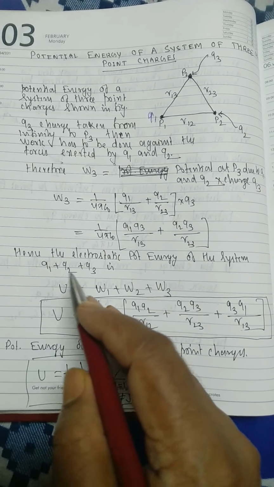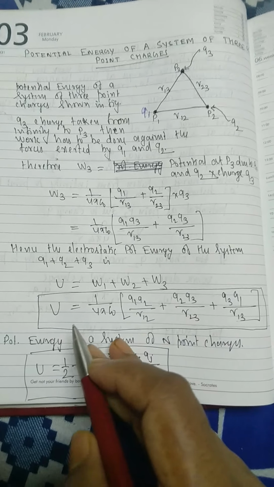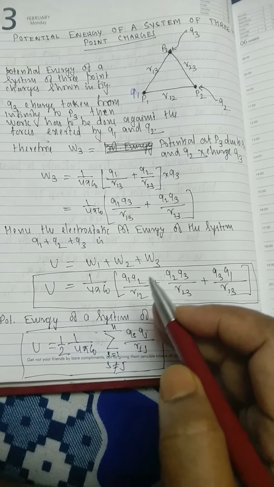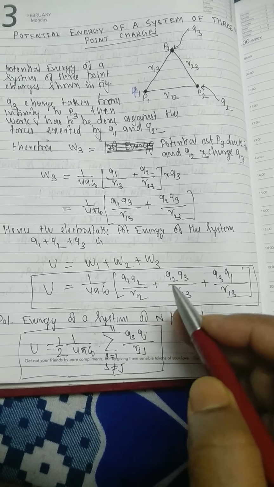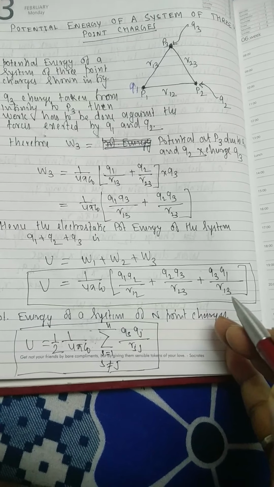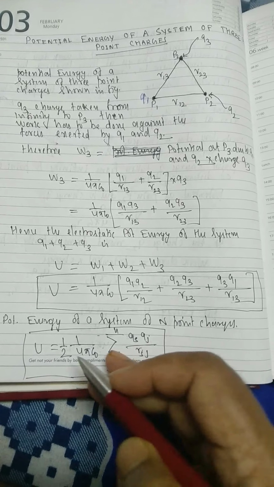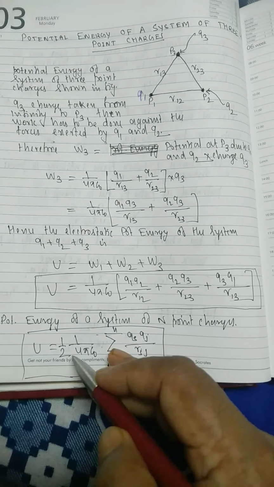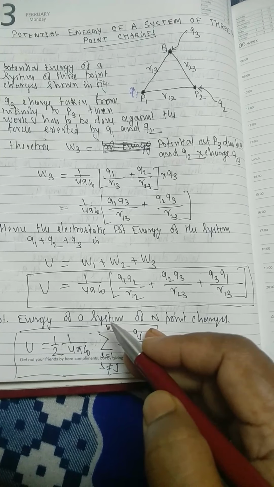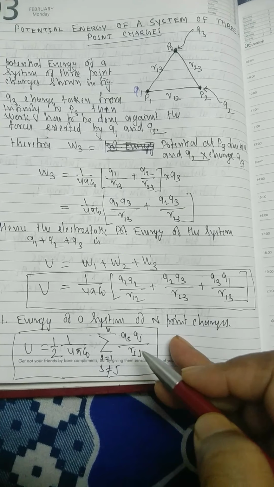Potential energy equals W1 plus W2 plus W3. So U equals 1 by 4 pi epsilon naught, Q1 Q2 by R12 plus Q2 Q3 by R23 plus Q3 Q1 by R13. So the potential energy of a system of n number of charges, U equals 1 by 2, 1 by 4 pi epsilon naught, summation of i equals 1 to n, i not equal to j, Qi Qj by Rij.